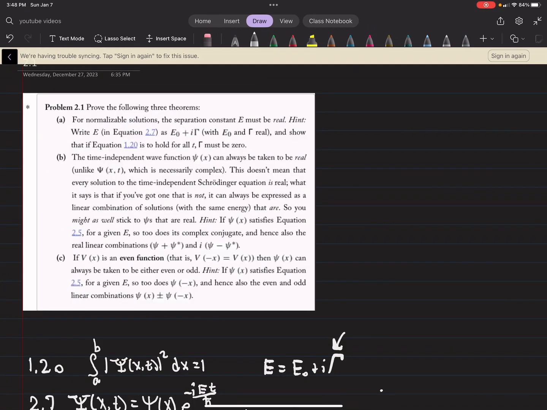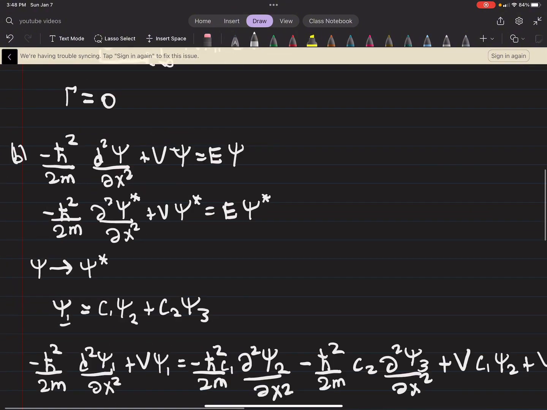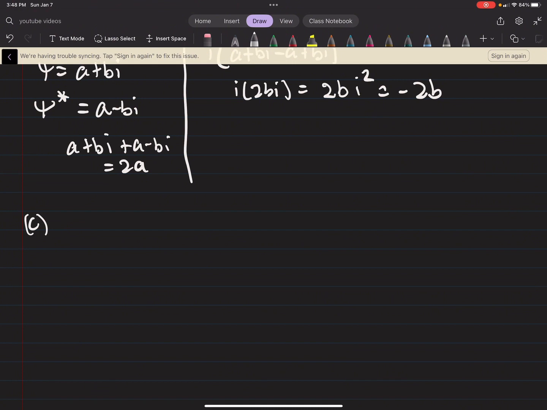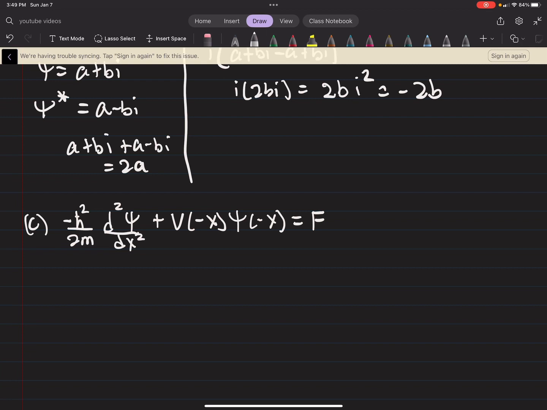now this says if V of x is an even function, then psi of x can always be taken to be either even or odd. So let's go do that. Let's start by writing down Schrodinger's equation. So minus h bar squared over 2m, the second derivative of psi with respect to x, plus V of minus x, psi of minus x, so we're replacing our x with minus x, equals E psi of minus x.